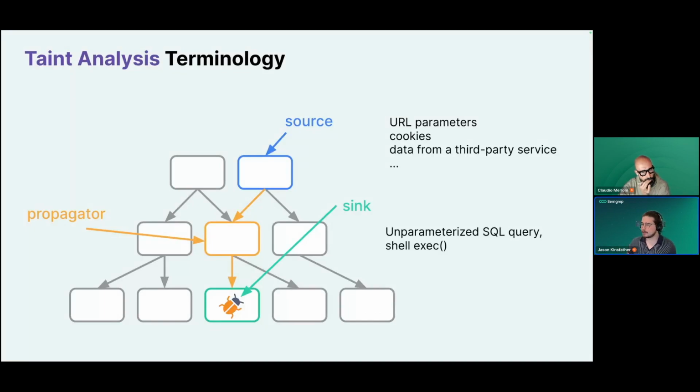That data is going to propagate through what we call propagators. Those could be functions, methods, objects, classes, etc. And it's going to propagate and get to some kind of sink or endpoint that is vulnerable. That could be an OS call or a SQL query that someone forgot to parameterize, a place that if malicious data got in, it would be a problem.